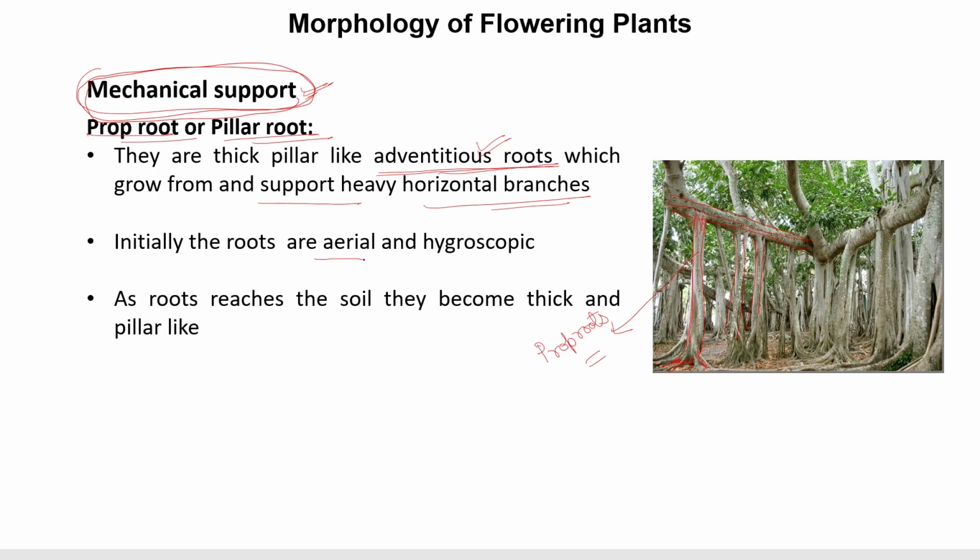Initially, the roots are aerial and hygroscopic. When they have not reached the soil, they are hanging in the air, so at that time they are called aerial and hygroscopic. Hygroscopic means they absorb water from the atmosphere. As the roots reach the soil, they become thick and pillar-like, and due to that they got the name pillar roots or prop roots.